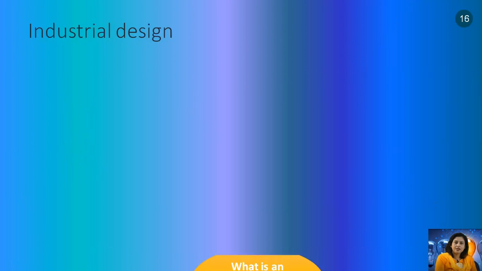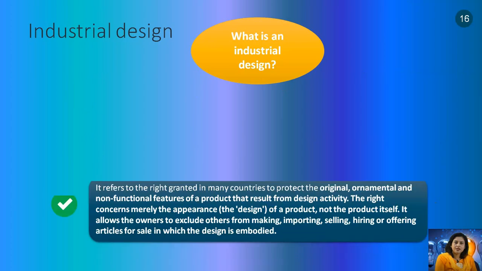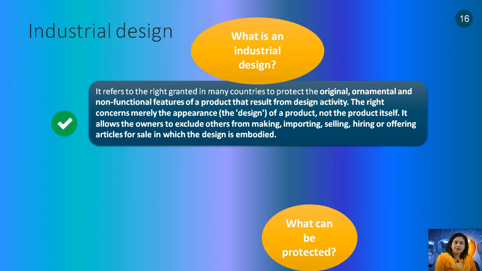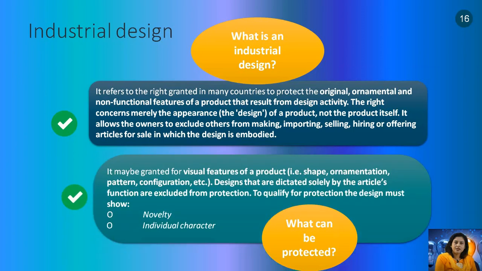Now let us come to industrial design. What is an industrial design? An industrial design refers to the right granted in many countries to protect the original, ornamental and non-functional features of a product that result from design activity. The right concerns merely the appearance of a product, not the product itself. It allows the owners to exclude others from making, importing, selling, hiring or offering articles for sale in which the design is embodied.